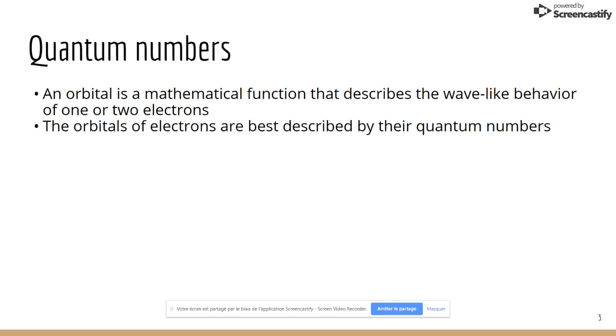The orbitals of electrons are going to be best described by their quantum numbers. So it's just four numbers that are giving some information about that electron. Let's get into the four numbers.